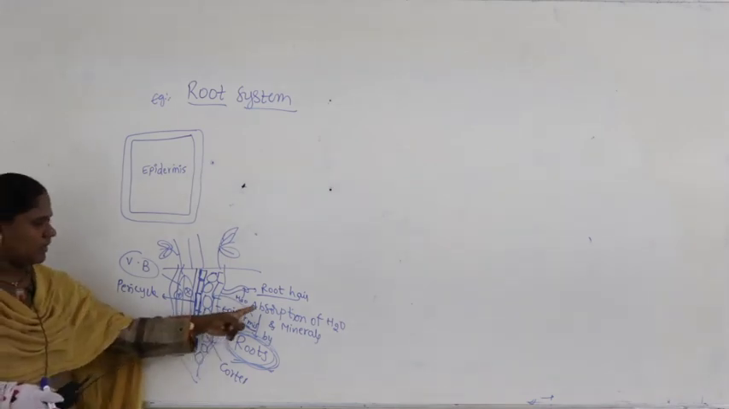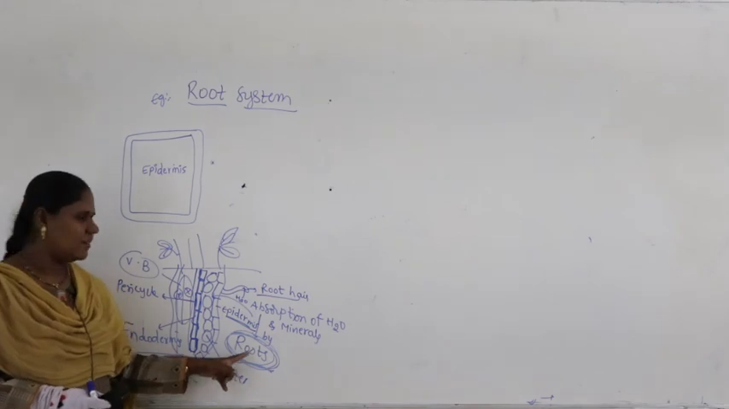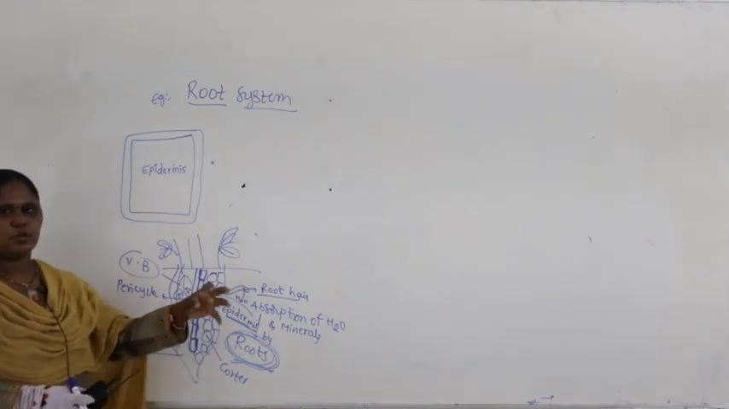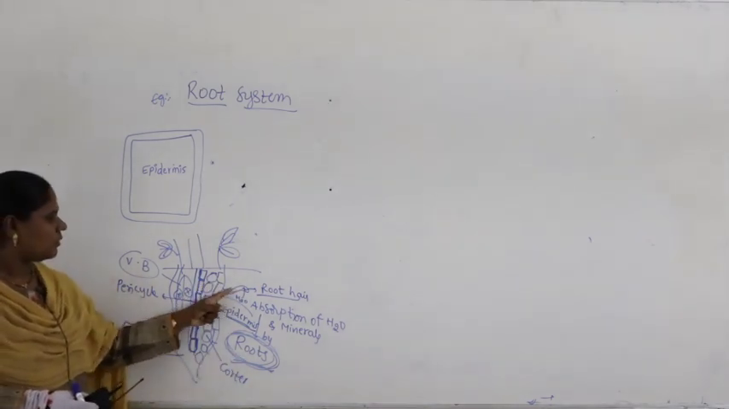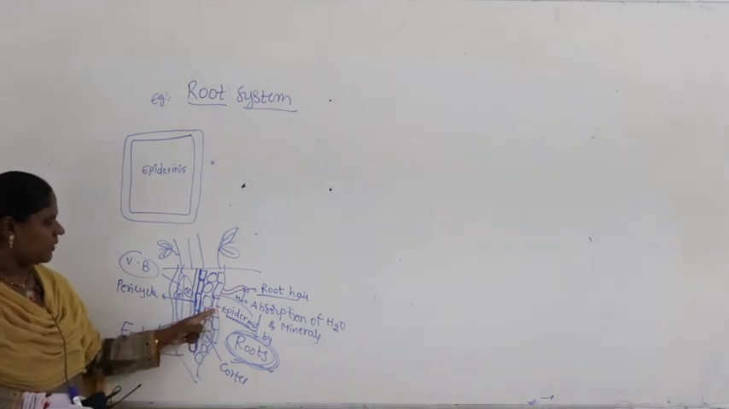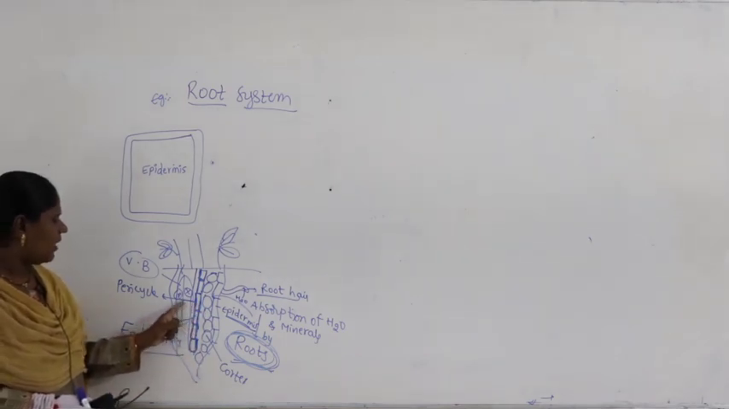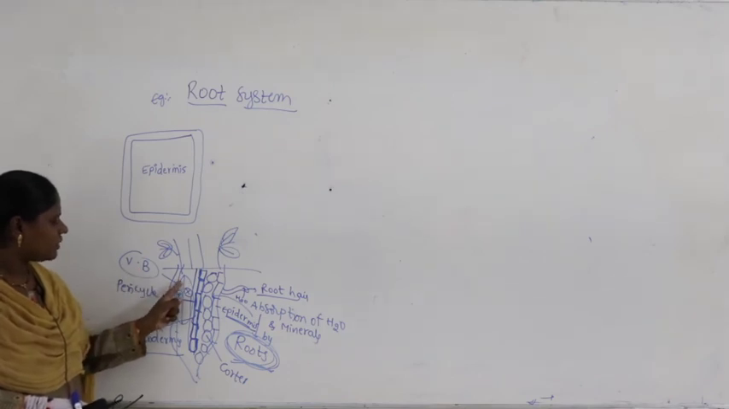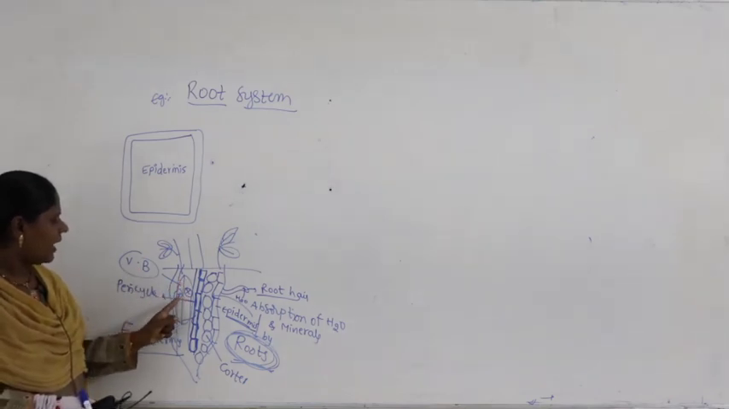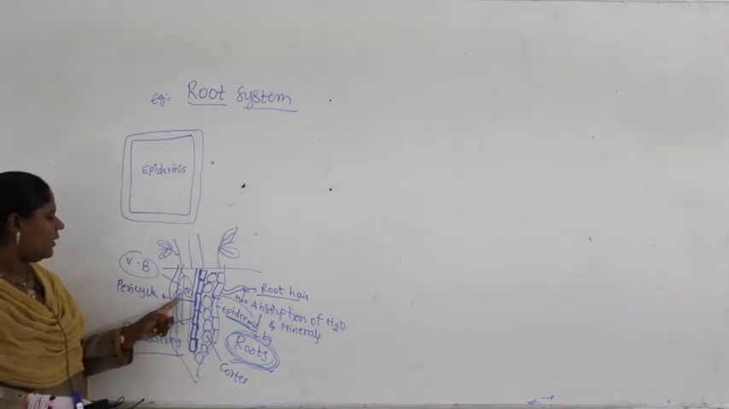Whenever there are roots, there is an absorption of water and minerals by the root. How does absorption occur? First water is absorbed by root hairs. From the root hairs it enters the first layer called epidermis, from there into cortex, from the cortex to endodermis, and from endodermis to a vascular bundle. The vascular bundle contains xylem and phloem.